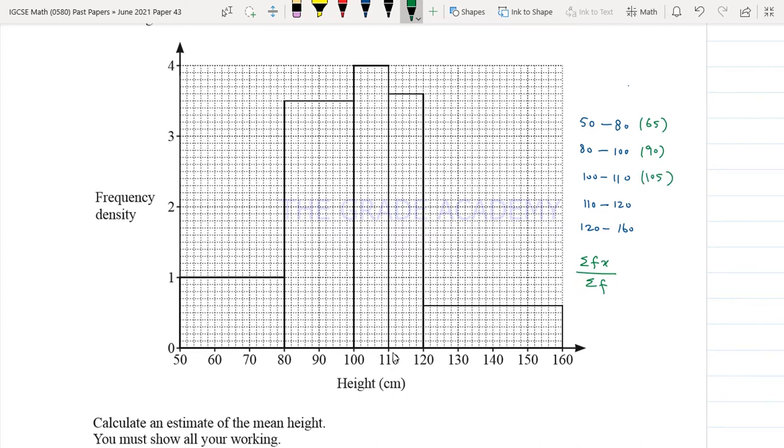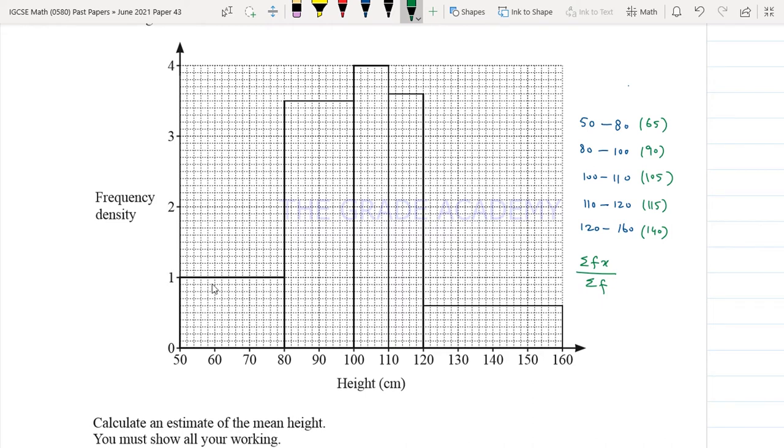And the middle value of the interval from 110 to 120 is 115. And the middle value from 120 to 160 is 140. But now we need frequencies. So first of all, for each interval we have to calculate its frequency.